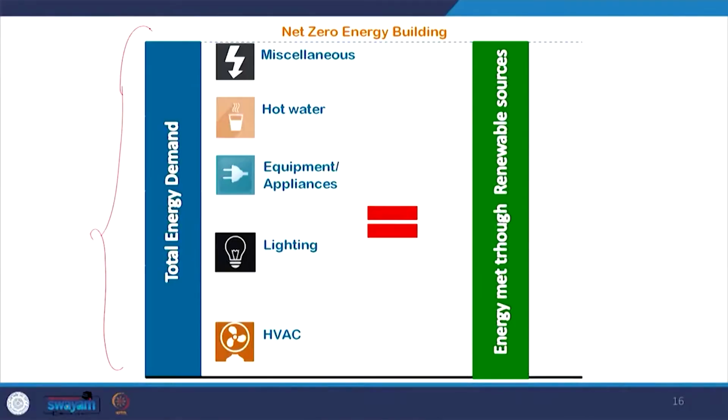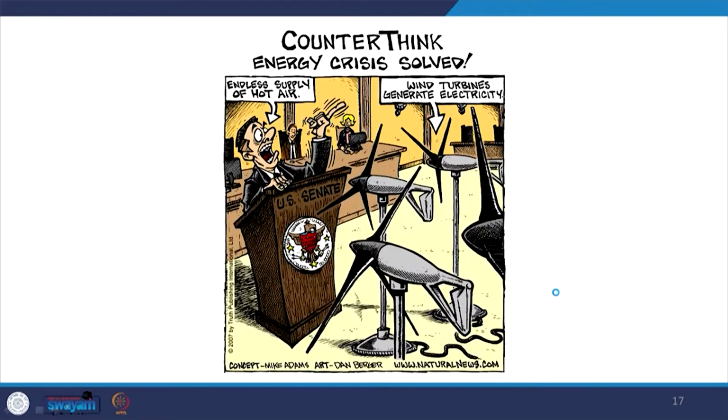For a building to be net zero, we have to produce the same amount of energy using renewable energy sources. Once this total energy demand is equal to the amount of energy generated using renewable sources, that is when the building qualifies to be called a net zero energy building.